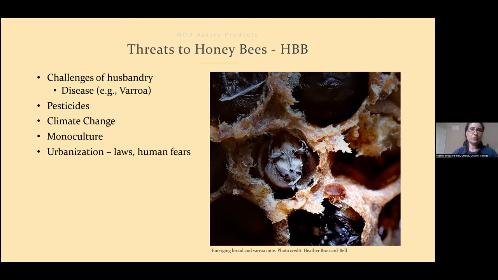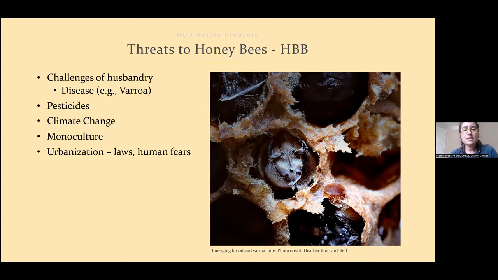So just very briefly, challenges, threats that honeybees face. So as I mentioned, disease. Varroa is one that probably most of us have heard about at some point, especially in the news cycle now. So there's been a larger number of colony losses, although I'm not sure that we have all the data on that yet this year. And a lot of people are attributing that to Varroa.